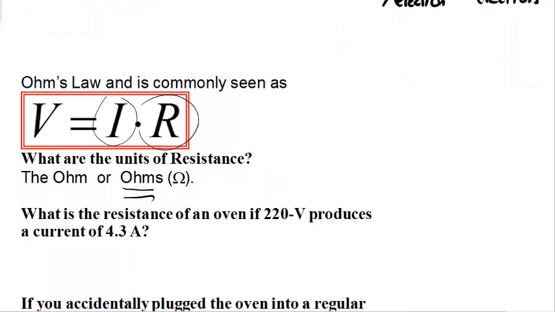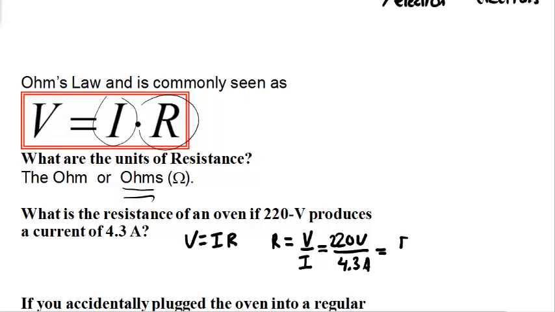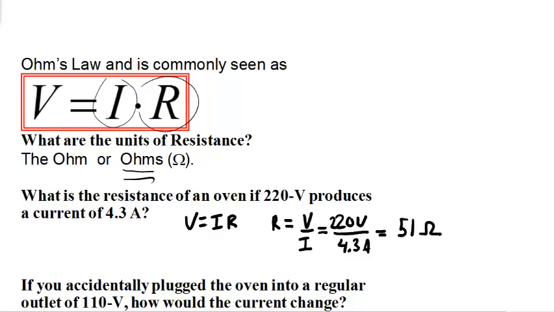So if we take a look at an example here, if we are trying to solve for resistance, we start with Ohm's law, V equals IR, and we rearrange it so that we're solving for resistance. And so what's the resistance of this oven here? It's voltage over current, and it's 320 volts over 4.3 amps. And that gives us a resistance of 51 ohms for the oven.